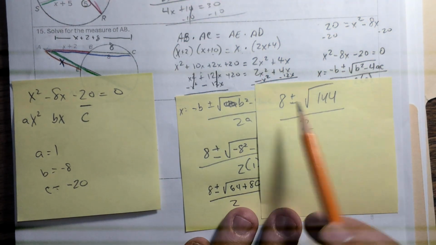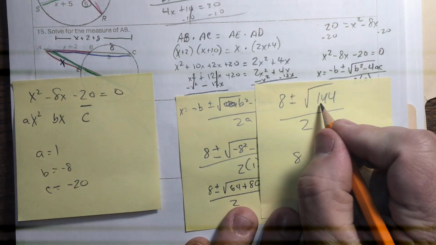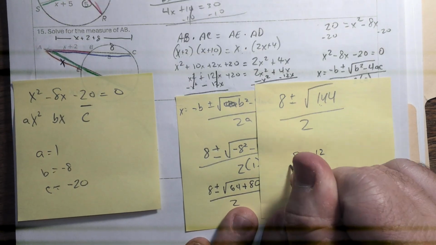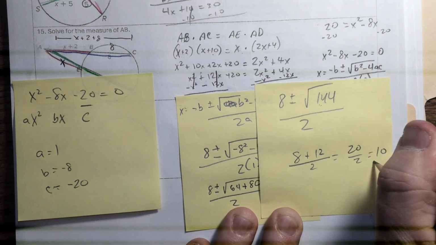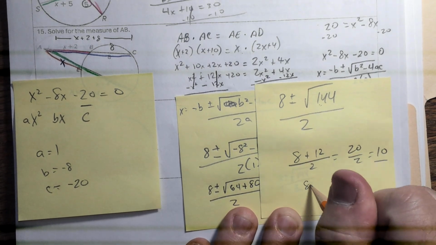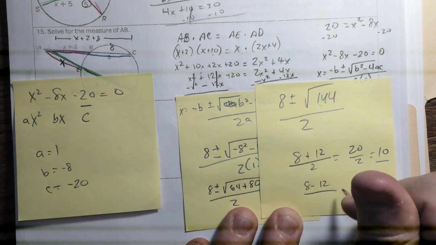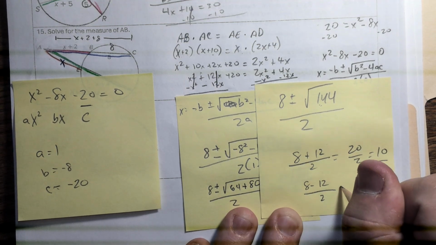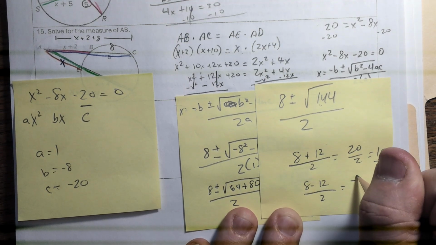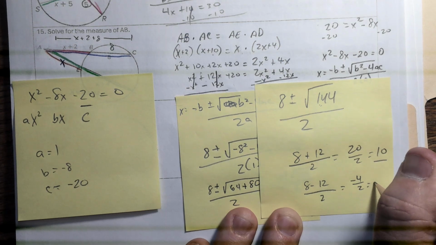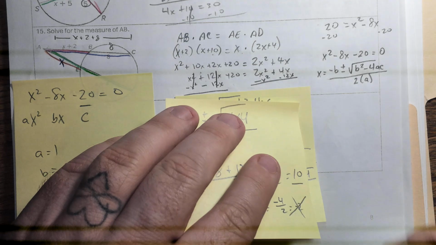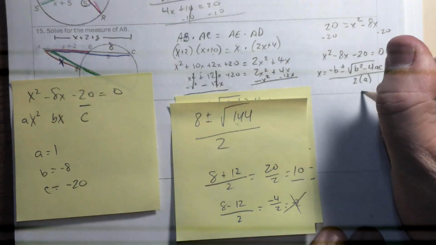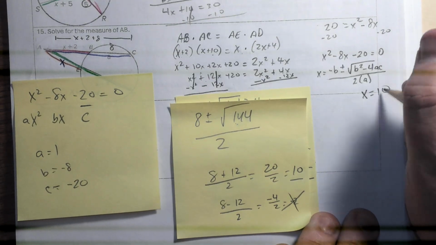Okay, so this is 8. The square root of 144 is 12. So it's 8 plus 12 over 2, which is 20 over 2, which is 10. Or if we go 8 minus 12, we get a negative number, negative 4 over 2. So it's negative 2, and we can't have a negative distance. So all that to say the answer for this one is x equals 10.